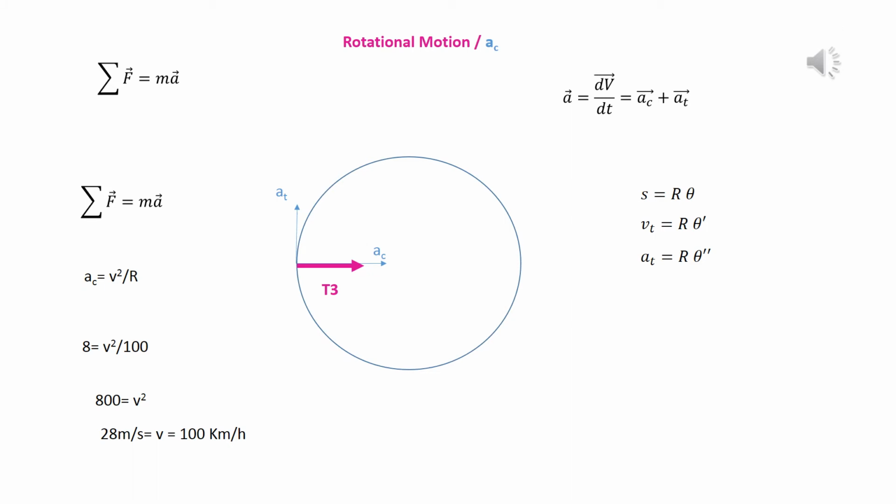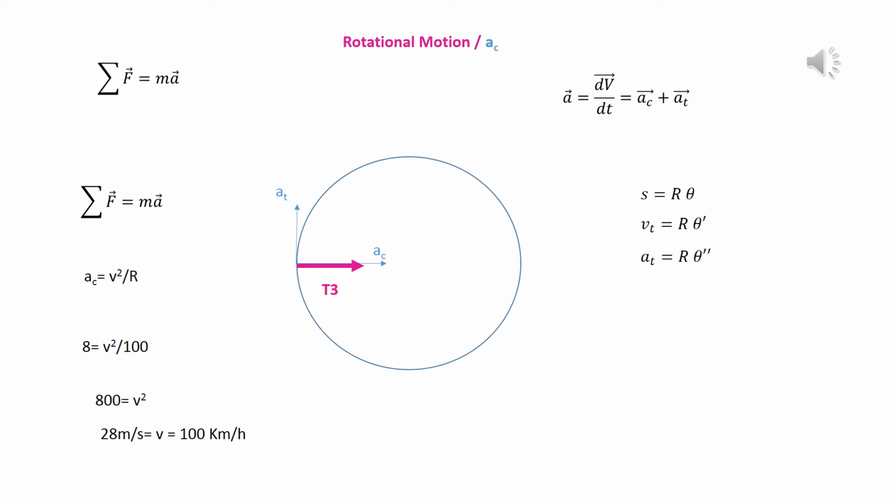Some forces can be directed along the radius direction or along the tangential direction, and each force can be projected on either AC or AT. So we don't have X and Y axes here. In rotation, we have a centripetal and a tangential.